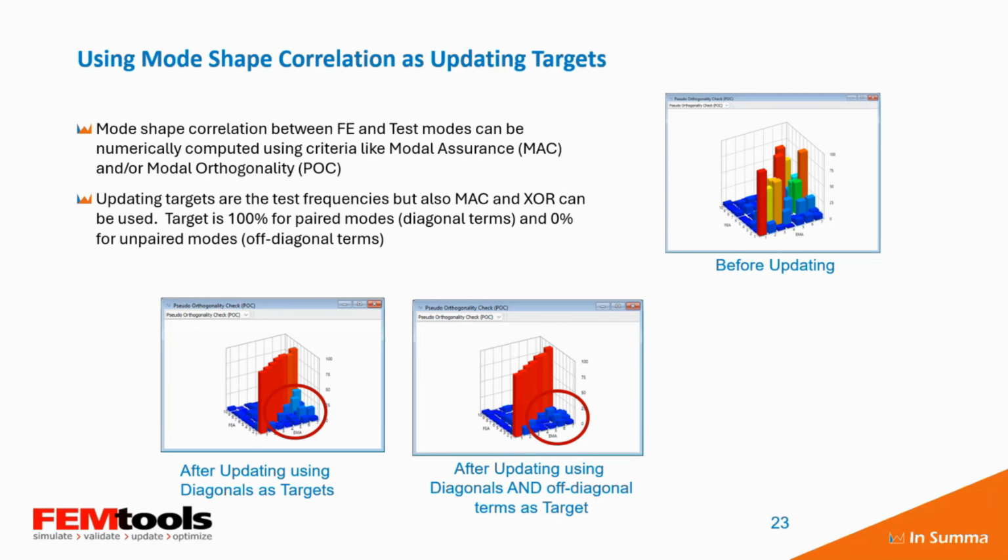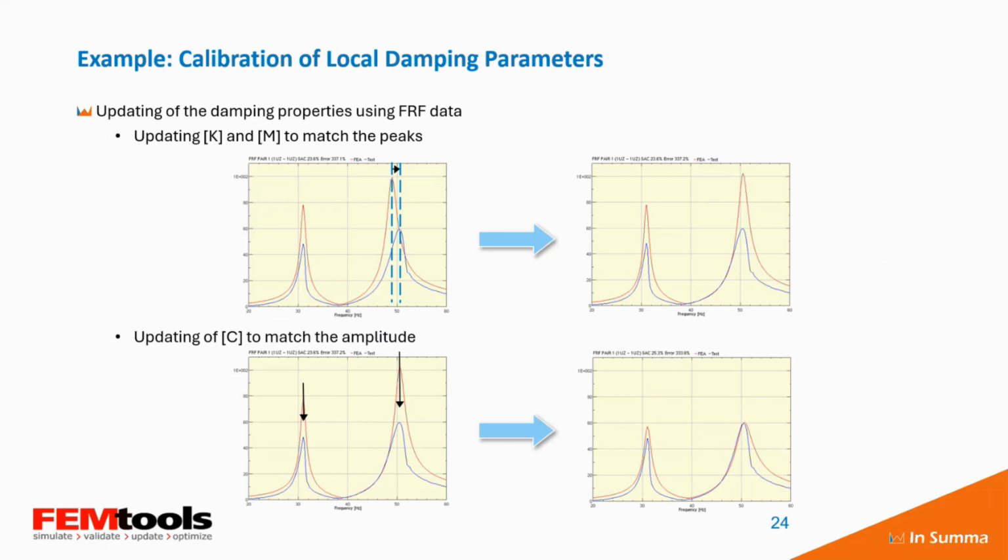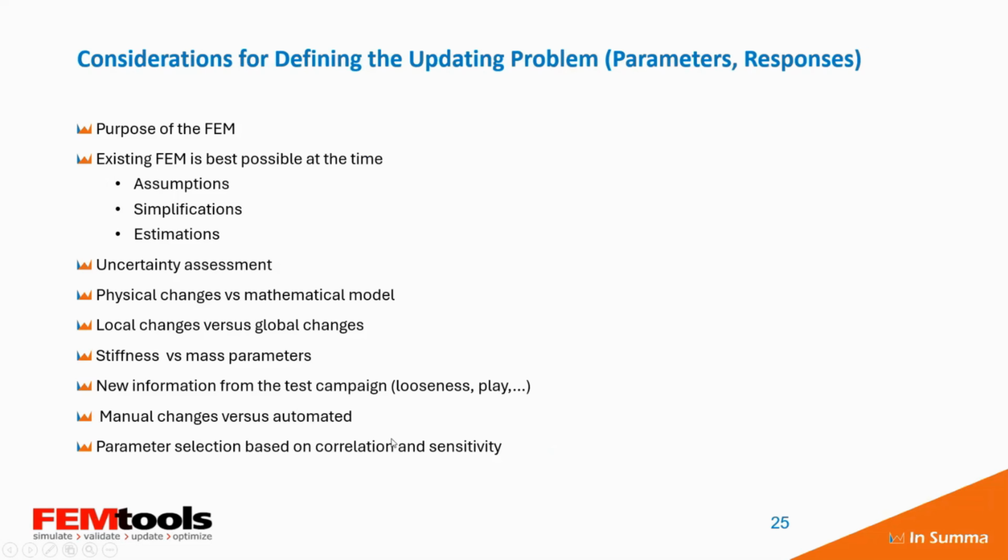So this is a recent extension of the software, so that's why I wanted to highlight it here. For damping, we can use transfer functions, as I mentioned, and then we will do this in a two-step approach. First, to match the peaks, and in a second, we will match the damping. So this brings us to considerations for defining the updating problem.